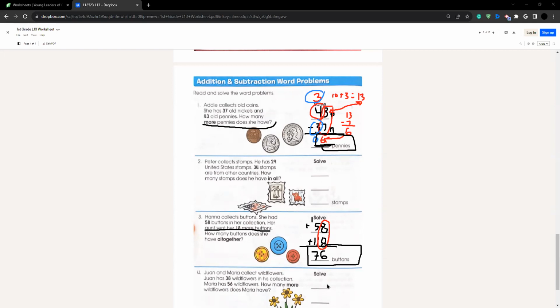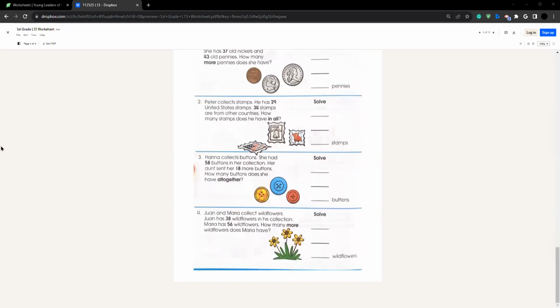Let's do another one if you need help. But if you don't, then you can stop here. Let's do the last one. Okay. Juan and Maria collect wildflowers. Juan has 38 wildflowers in his collection. Maria has 56 wildflowers. How many more wildflowers does Maria have? How many more does she have than Juan?